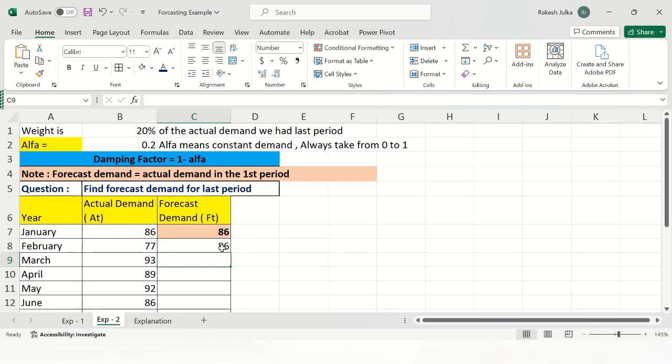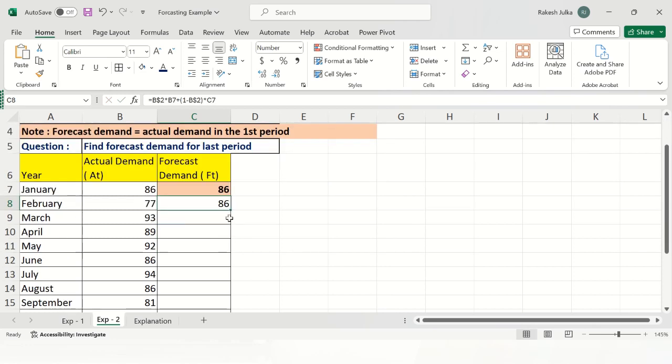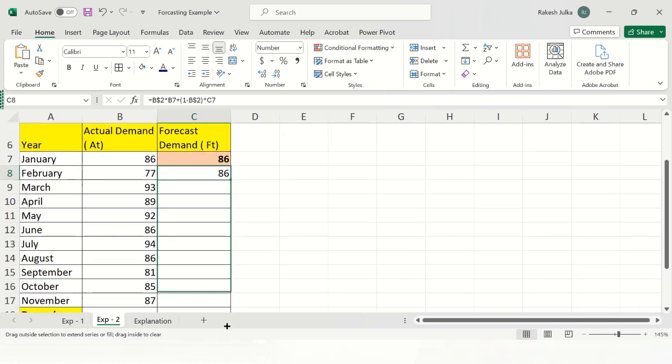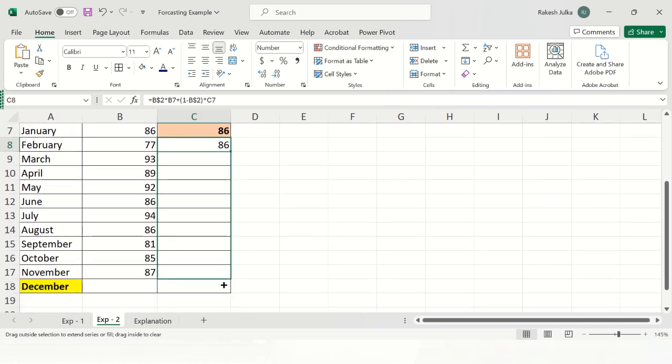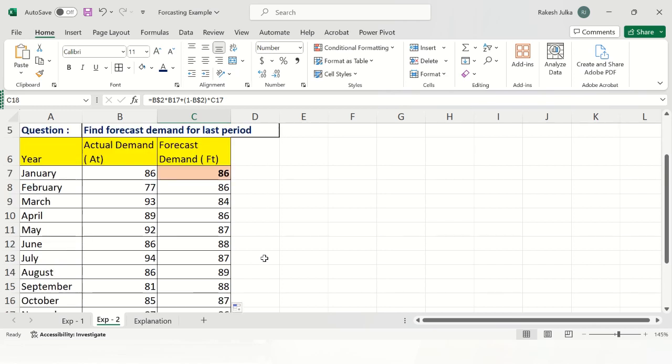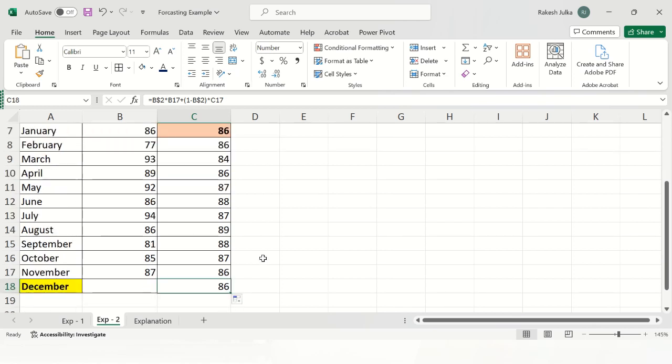So we have 86 and the same 86 here. If we drag a little bit down, we will find that in the month of December, the demand for some product, maybe napkin or something, will remain the same at 86, right? So this is how we have calculated this demand here.